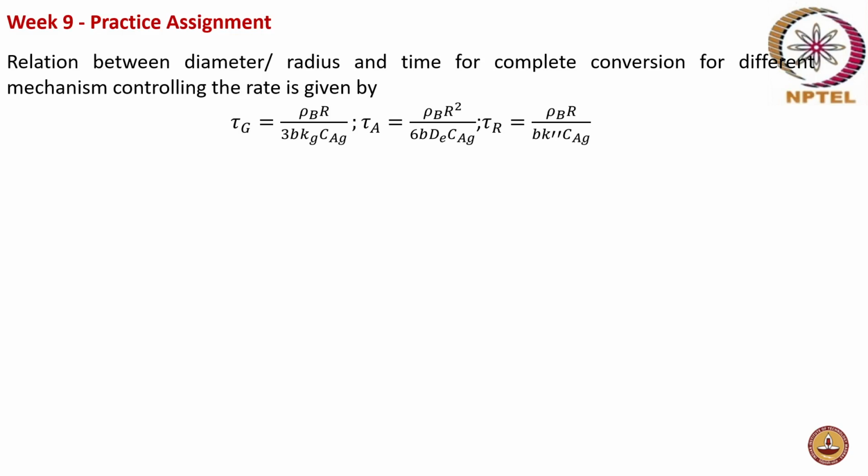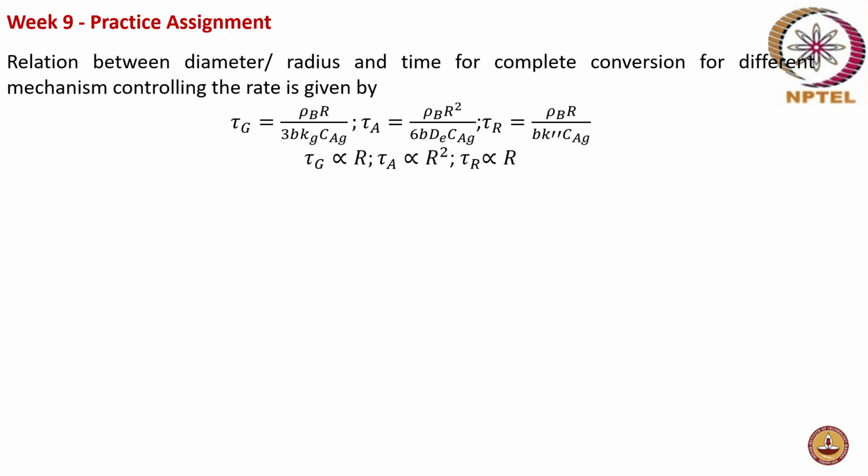Okay, concentration of the gas phase component. And similarly, tau r, which is nothing but your time taken for complete conversion when the reaction is the rate controlling step, is given by rho b into r divided by b into k double prime into cag. There again rho b is the density of the solid, r is the radius of the particle, b is your stoichiometric coefficient, k double prime is a specific reaction rate constant, and cag is the concentration of the gas phase component.